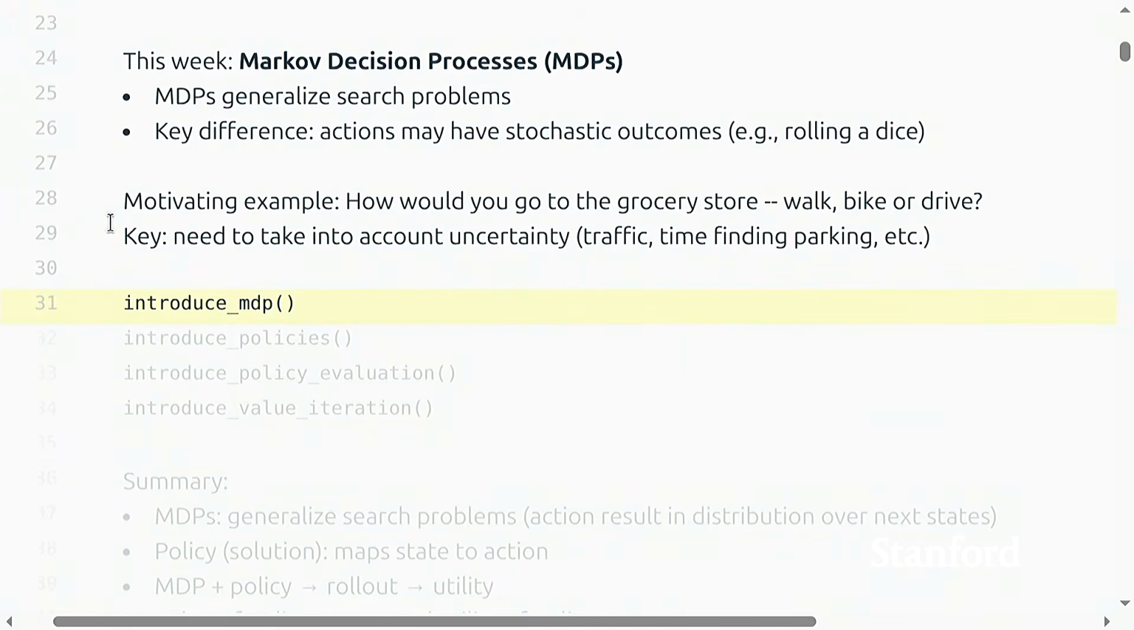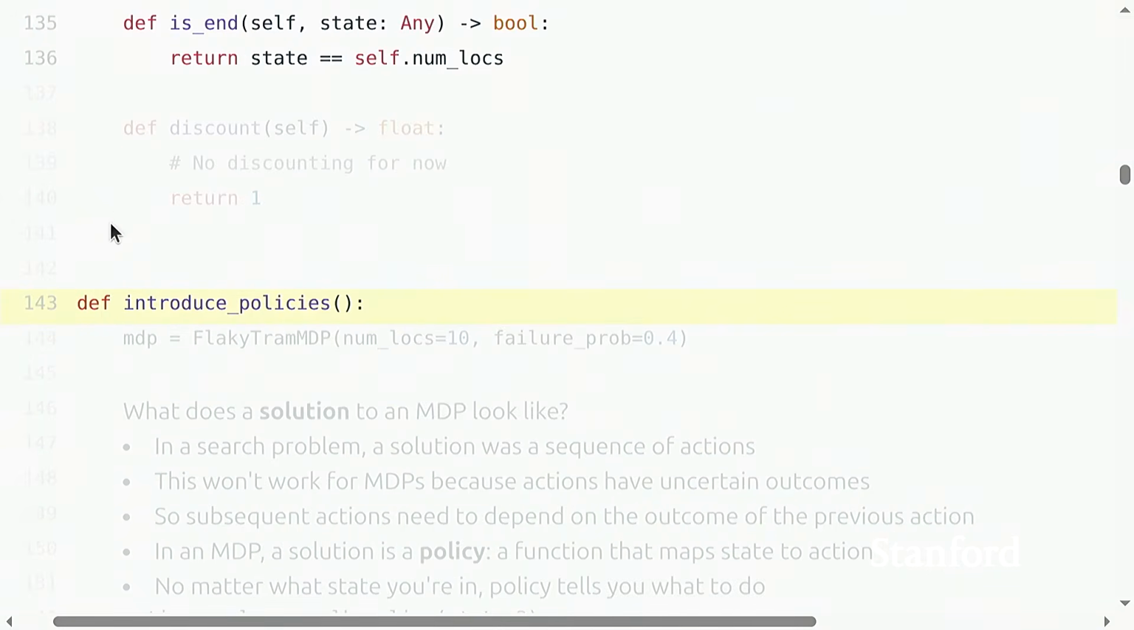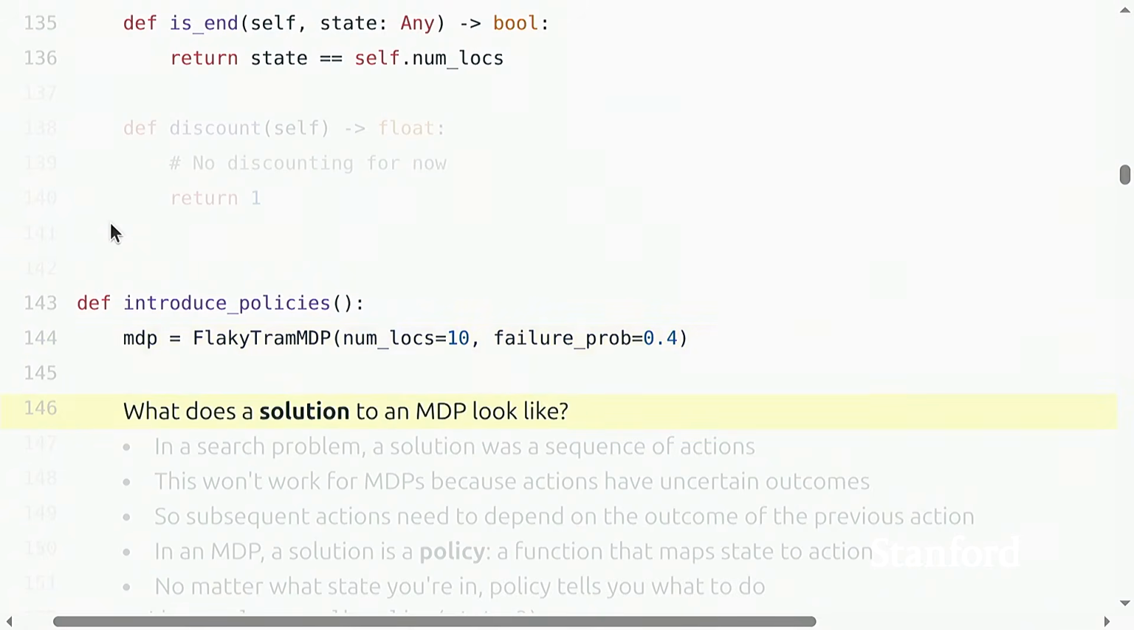Okay, so that's MDPs. Now let's talk about policies. In fact, we've already introduced what a policy is. Remember when we talked about best of n? But let me try to introduce it again in the context of MDPs. It's actually the same definition. So here we have our flaky tram MDP. The first question is, what does a solution to an MDP look like?